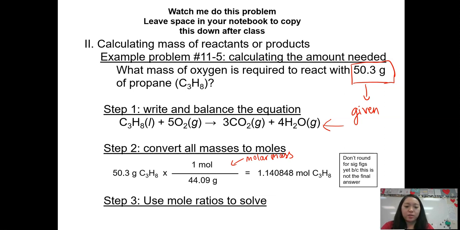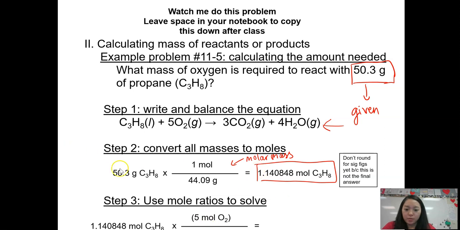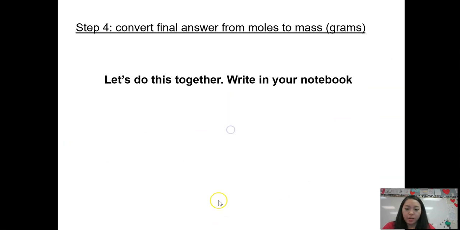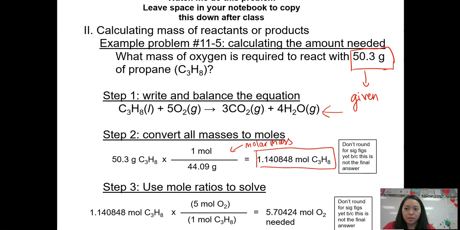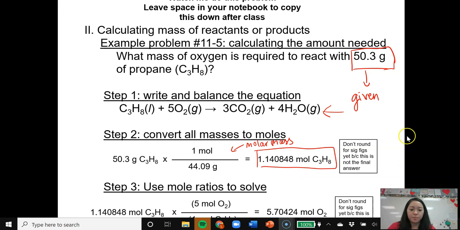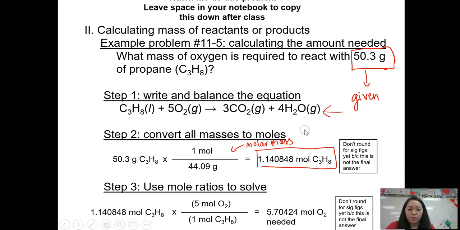Then I will take what I just got, this mole here, and that's my new given. I'm going to use it as my new given, and then do the mole ratio. I don't think you can see that. Maybe I can slide this down like so. Okay, there we go.